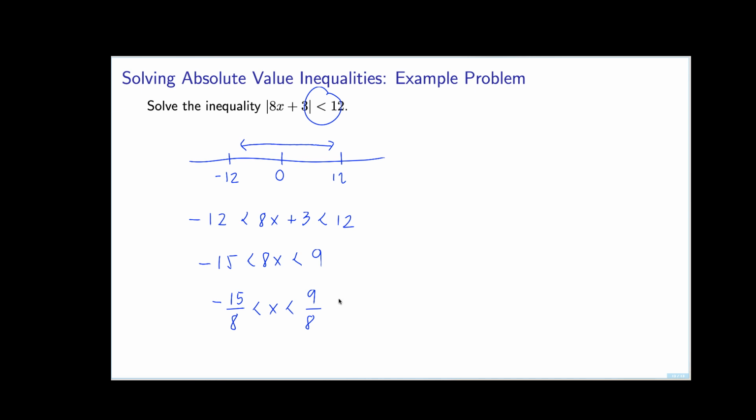So the solution of our inequality absolute value 8x plus 3 less than 12 is x in between negative 15/8 and 9/8. And if you prefer to write this in interval notation, we get minus 15 over 8 to 9 over 8. And notice that I'm not including the endpoints because we have strict less than inequalities here.